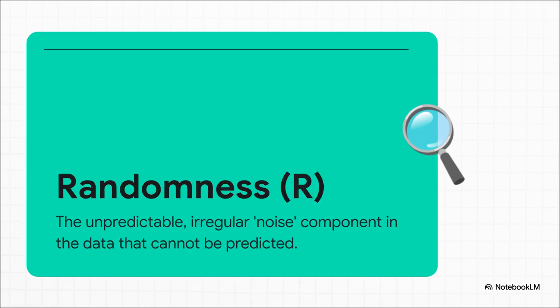And last but not least, there's randomness. This is, well, it's all the unpredictable stuff. The static, the noise. It's everything that's left over after we've already pulled out the trend, the seasonality, and the cycle. It's the stuff that just kind of happens for no clear reason. And our job is to filter as much of that out as we can.